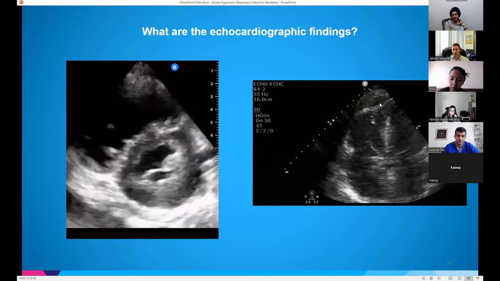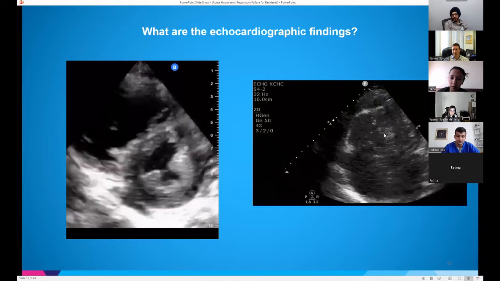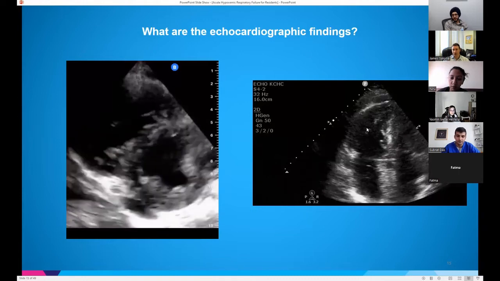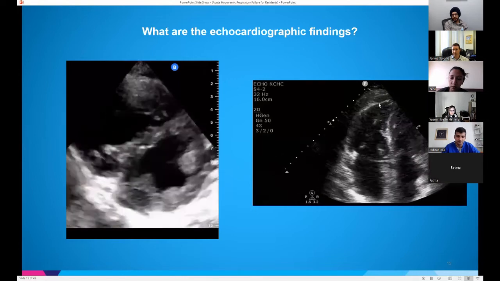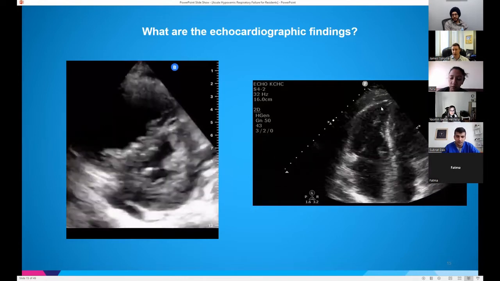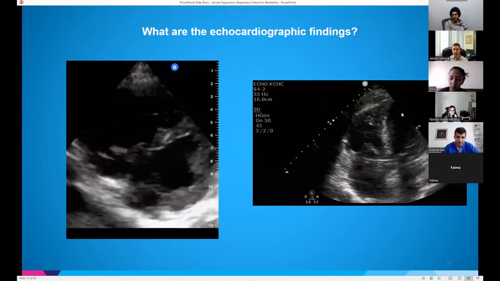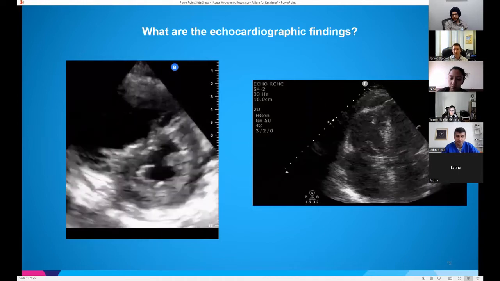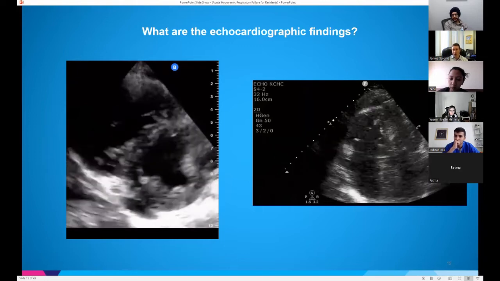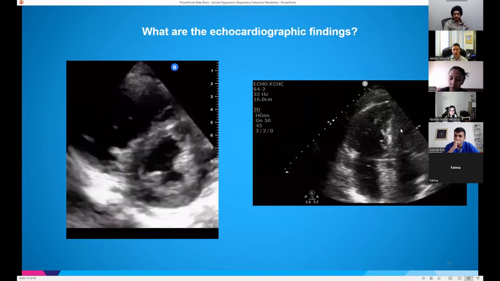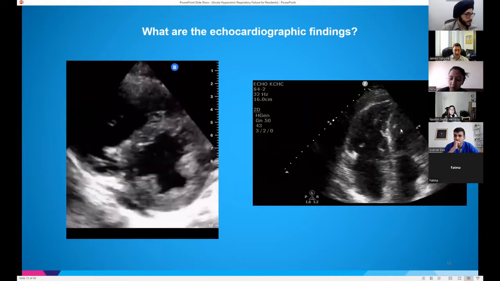And then what do we see? So you had said McConnell sign, right? So a dilated and hypokinetic right ventricle, with hyperkinesis of the RV apex, because you have this hyperdynamic left ventricle pulling that thin-walled RV apex as it's contracting so heavily because you're in a shock state. Is this a good sign or a bad sign?